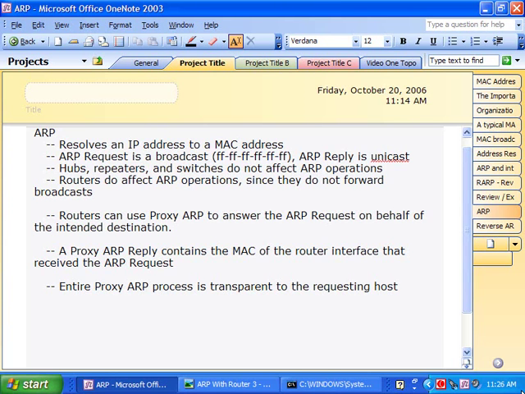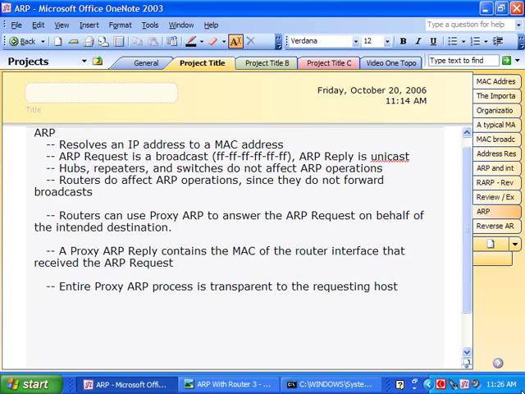If a PC boots up and it doesn't know its own MAC address, it's in trouble. It's got a bad NIC. Something else is wrong with it. But ARP is resolving an IP address of a remote device to the MAC address of the remote device. Again, there's our all Fs broadcast. That's what an ARP request is. The ARP reply is going to be unicast.